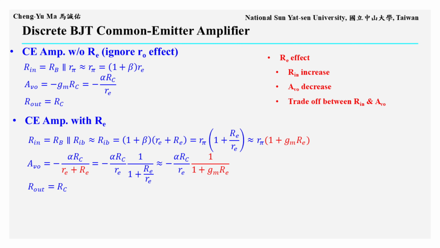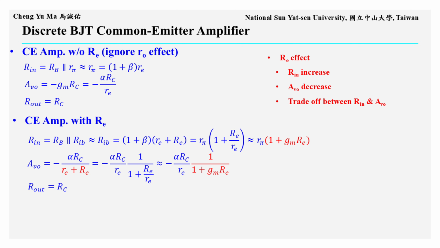When Re is inserted at the emitter in the small signal circuit, the input resistance becomes Rb in parallel with Rib. If Rb is much larger than Rib, then Rin is approximately Rib, which is 1 plus beta times the quantity re plus Re. This can be written as rπ times 1 plus Re over re and is approximately rπ times 1 plus gmRe. Therefore, adding Re increases Rin by about 1 plus gmRe. At the same time, the open circuit voltage gain becomes negative Rc over re plus Re, which is the original gain divided by about 1 plus gmRe.